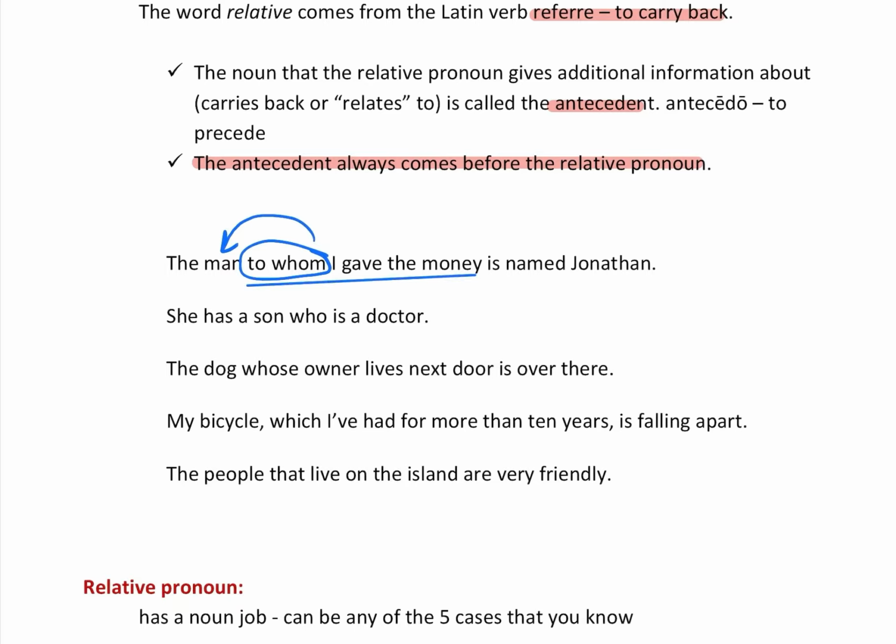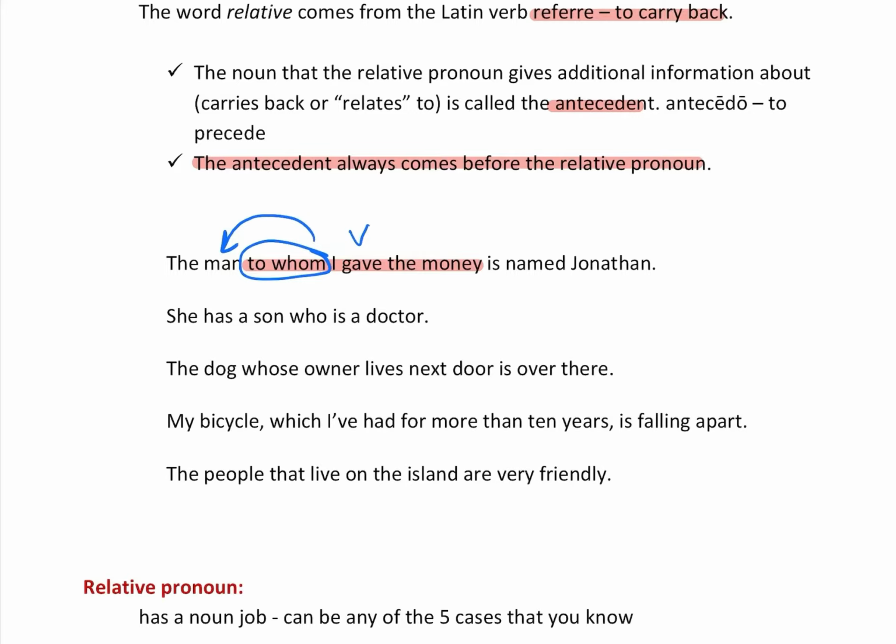Actually, let me do that in highlighter here. I think it'll be easy. To whom I gave the money. So we've got, told you it always has a verb, right? And it always has a subject. So what's the subject? I gave the money. In this case, it's an I. So this is the whole clause.